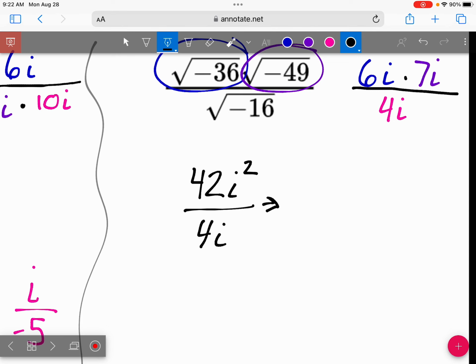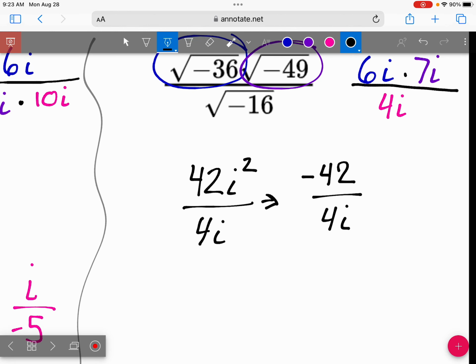So what's our numerator? Negative 42 over 4i. Remember, i squared equals negative 1. Negative 1 times positive 42 is negative 42. However, now we have an i in the denominator, and that's not good. What is it that I need to get the i out of the denominator? Another i. So I need to times this denominator, I need another i there.